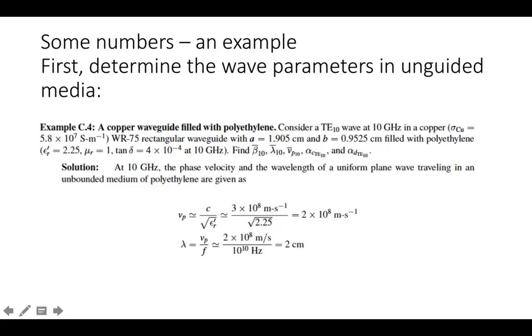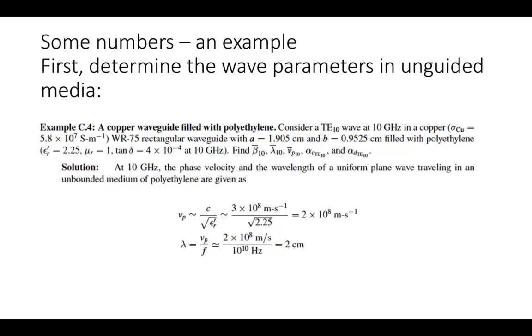Okay, finally, let's look at some numbers. If, for example, we look at a copper waveguide that's filled with polyethylene, and we're going to use a standard rectangular waveguide, the WR75, that has A of 1.905 and B of 0.9525. Polyethylene's epsilon prime is 2.25. It's a non-magnetic material, so the relative mu is 1. And the loss tangent at 10 gigahertz is 4 times 10 to the minus fourth. So we're asked to find several parameters, including here at the end, the attenuation constants. We'll go through some of these briefly.